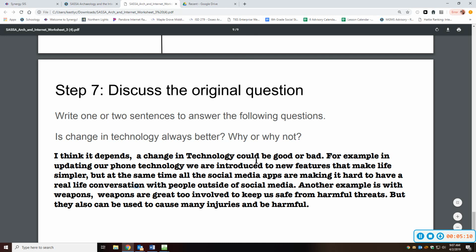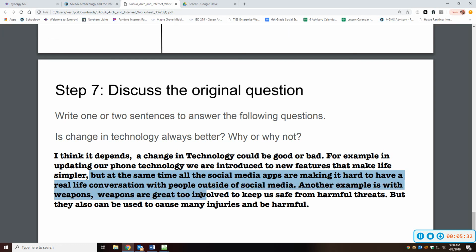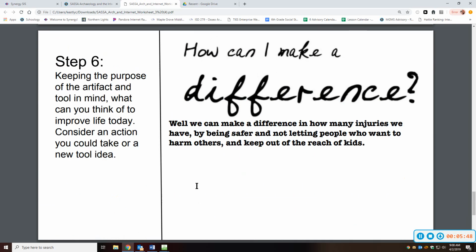A change in technology could be good or bad. For example, in updating our phone technology, we are introduced to new features that make life simpler. But at the same time, all the social media apps are making it hard to have a real-life conversation with people outside of social media. Another example is that weapons are a great tool to keep us safe from harmful threats, but they can also be used to cause many injuries and be harmful. So this is this student's reflection on is technology better? What are the pros and cons? And so that's what I want you to do as you complete this assignment.